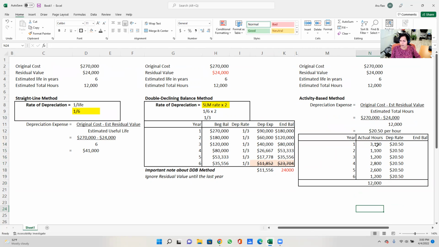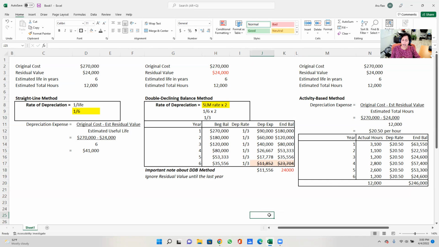We'll see over here. In year one, I used it 3,100 hours. Therefore, the depreciation expense is $63,550. It's 3,100 times $20.50. The second year it is 1,100 hours, so 2,000 less. Multiplied by the same rate, the depreciation expense is going to be smaller. So here it's based on the actual usage, the actual activity. Your depreciation will either increase or decrease. The total depreciation expense is 246, that's the 270 minus 24.